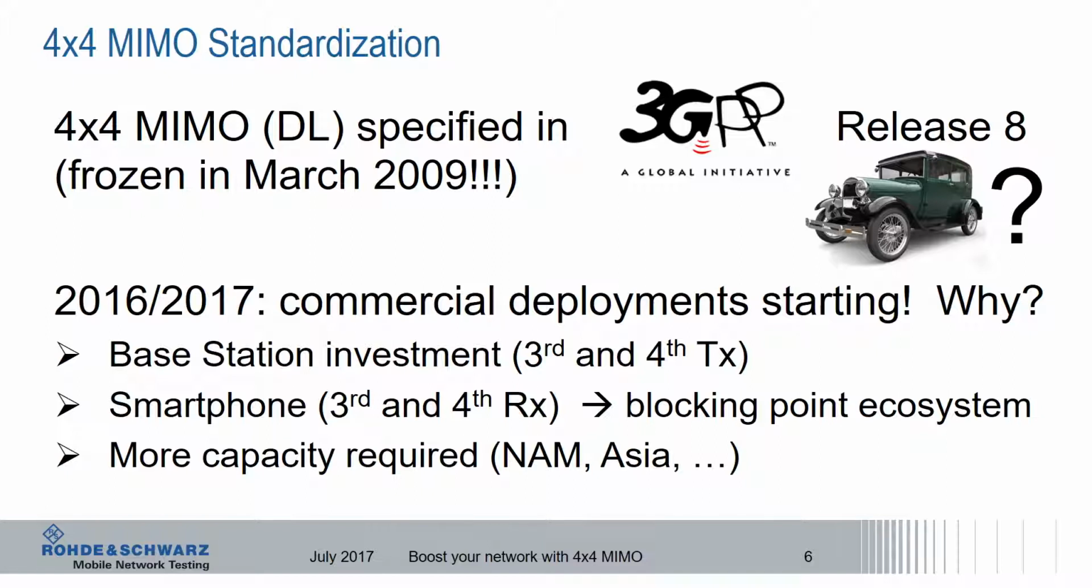And smartphone designers made some progress in antenna design and antenna technologies, so that now 4 receivers are somehow possible in a smartphone form factor, at least for higher bands. So we want to show you now that if 4x4 MIMO is a vintage car, it's more a vintage race car.